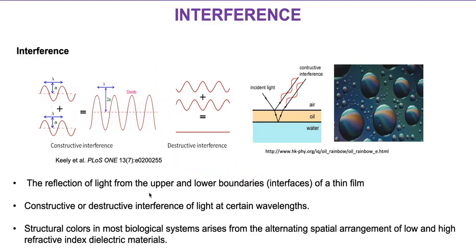So the light will reflect from the upper and lower boundaries of a film. If I have water, oil, and air, air has a refractive index of 1, oil is slightly higher, and water has 1.33. So the oil is in between water and air. When you have these two waves which are reflected, this will result in what we call constructive interference. That means there's a phase change between the two waves. That means these two waves can combine, and you get constructive interference. That means you will see a color.